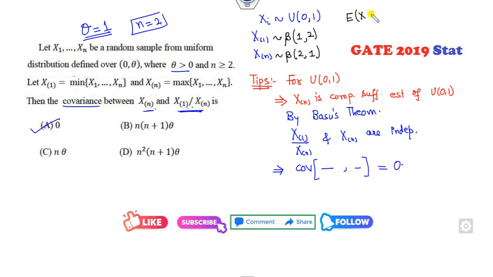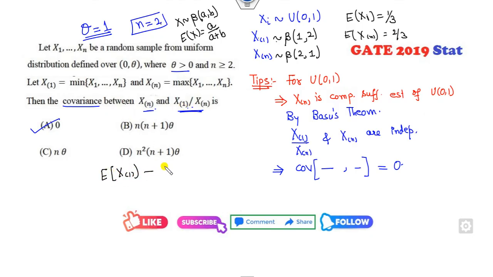Remember, if x follows the beta distribution of a, b, then what is the expected value of x? It is a over a plus b. So what is the expected value of x1? 1 over 3. Expected value of xn is 2 over 3. Then you can apply expected value of this product minus the expected values of the individuals. So you can substitute here, and again you will get the answer 0. But because you are statistics students, you have studied the Basu theorem as well.